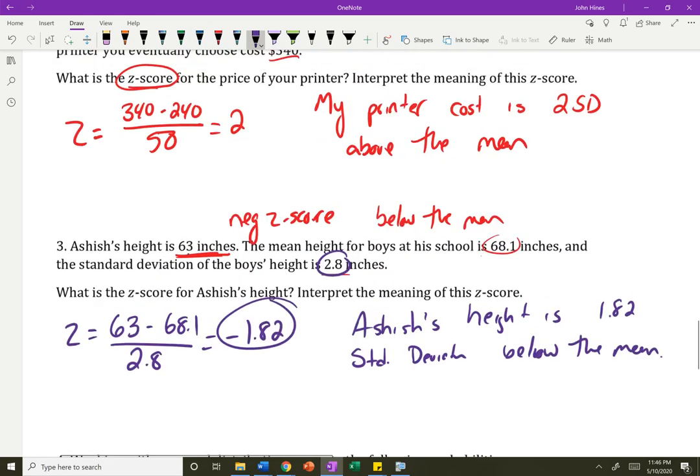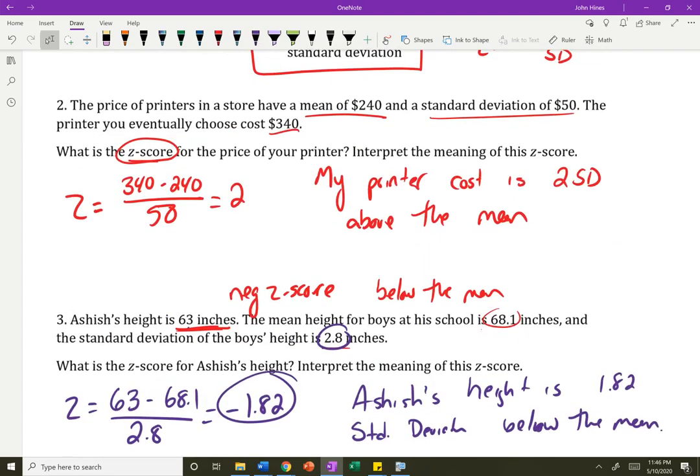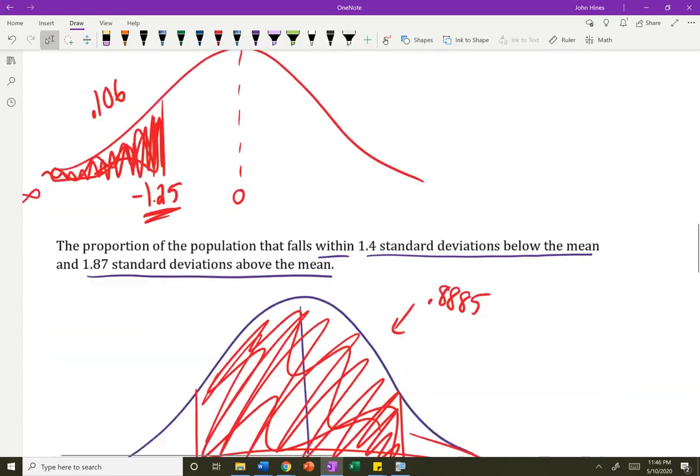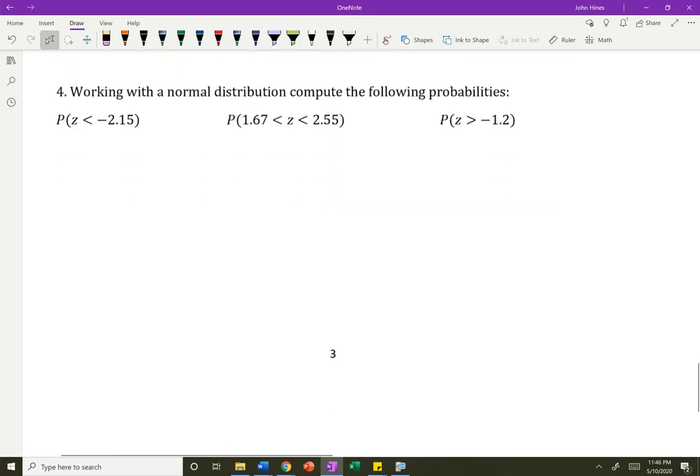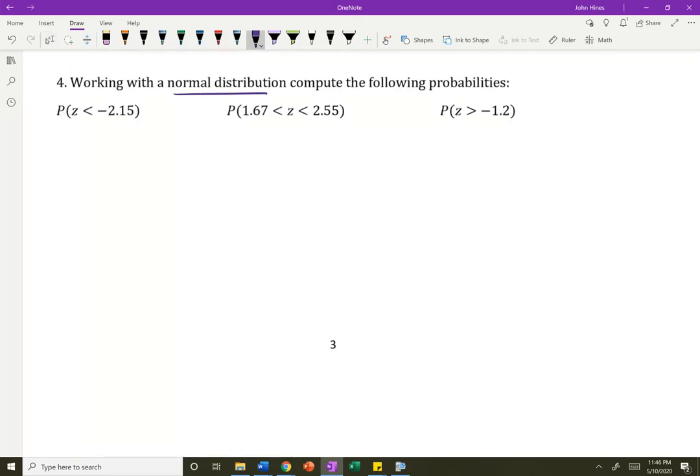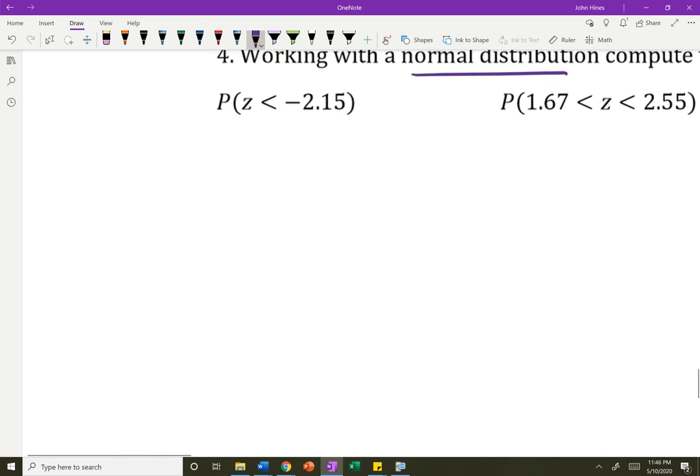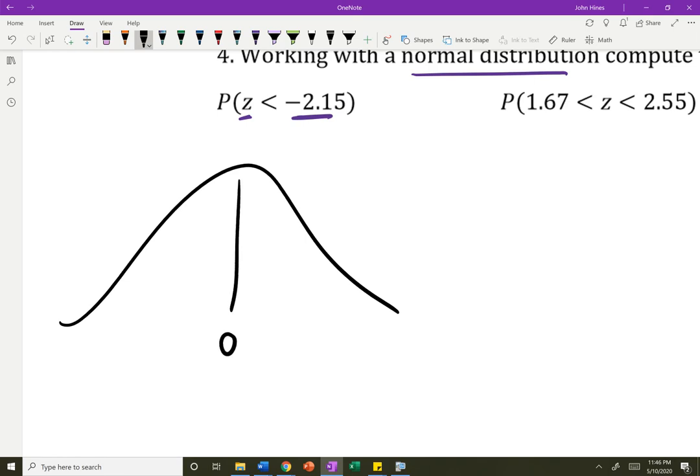And z-scores are what we're going to use going forward in the next lesson when we work with normal distributions, when we work with these normal curves. So working with a normal distribution, compute the following probabilities. What's the probability my z-score is less than negative 2.15? There's my z-score, negative 2.15, 2.15 standard deviations below the mean. And I want my z to be smaller than that. I'm going to shade that way. What is this probability here?